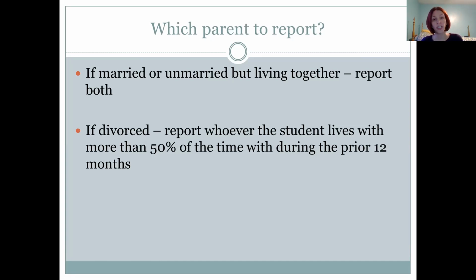Now, if your parents are divorced and not remarried, you would report the parent who you spend the most, or more than 50%, of the time with during the prior 12 months. Now there are 365 days in a year, so there really can't be exactly 50-50, but I know sometimes divorce agreements will state that it's half and half for who the child resides with. If that's the case, then you would go with whoever provides the most financial support to the student. This can include if the student is on that parent's health insurance, those types of things.